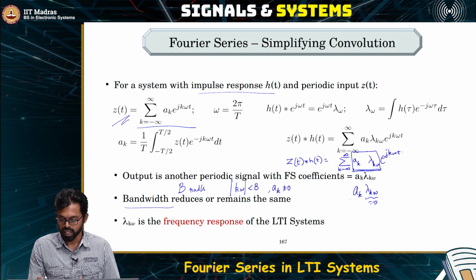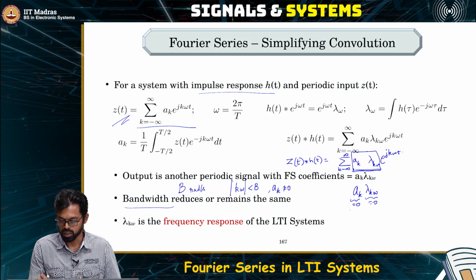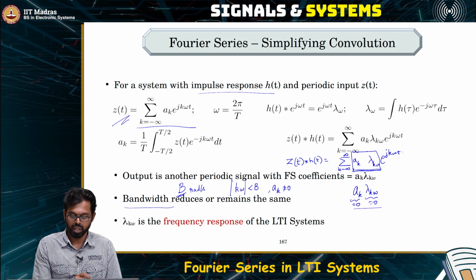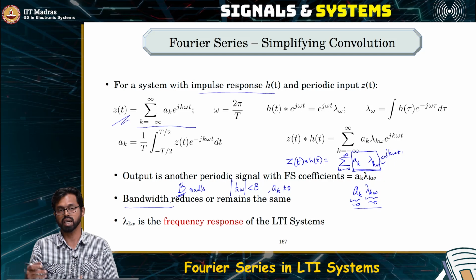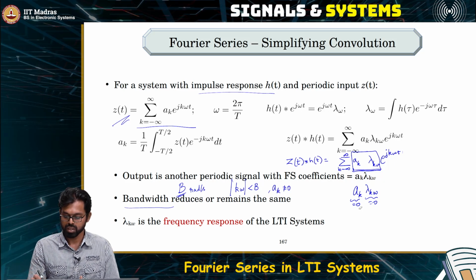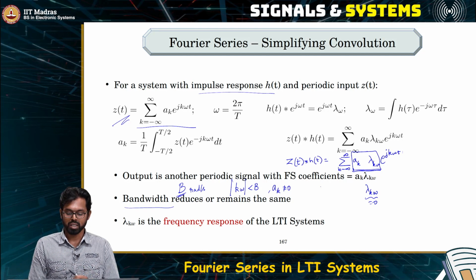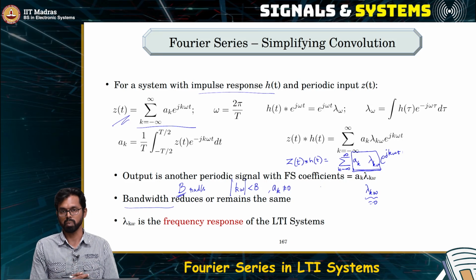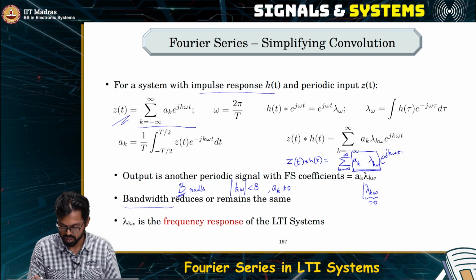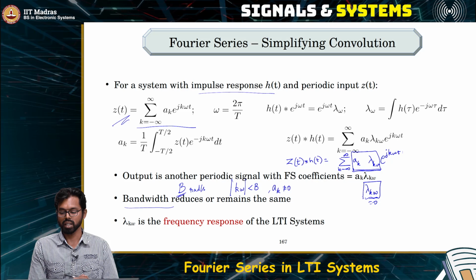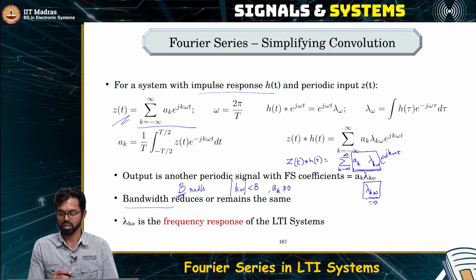But when A_k is equal to 0, this product is always equal to 0, which means if the bandwidth is B, then you can never have a bandwidth which is greater than B at the output. So, this is very interesting. The coefficients determine what the output's frequency components are. If this lambda_k omega is 0, then the corresponding frequency is not present at the output.